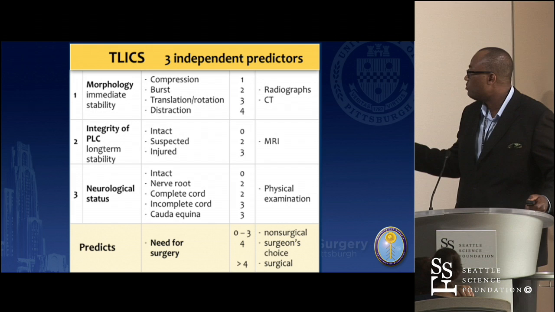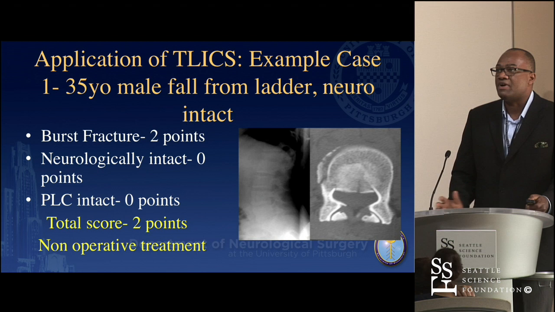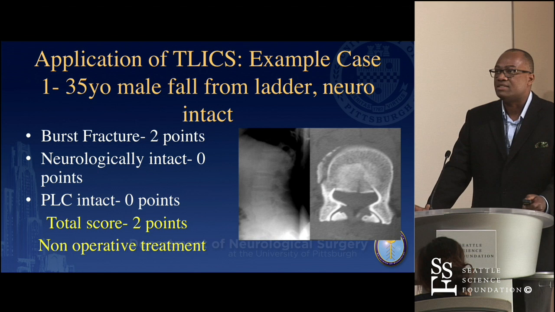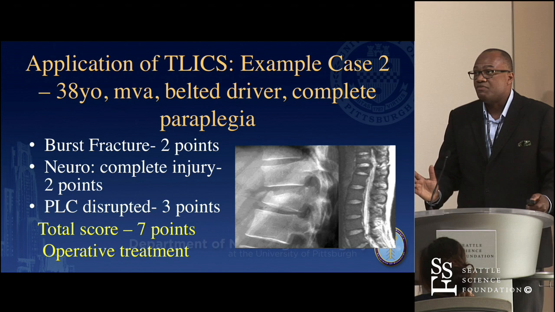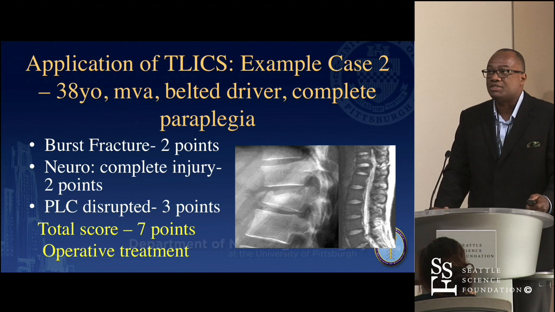So you can apply this to a 35-year-old male who fell from a scaffold ladder. He has a burst fracture. He's neurologically intact. His posterior longitudinal ligament's intact, even though he has some canal compromise from the CT. You can also say, okay, what are we going to do? He's got his score. If you apply to case 2, if he's intact, he's non-operative. Case 2, he's got neurology. He's got complete injury. PLL is disrupted. He's got 7 points. He needs to be realigned and decompressed if necessary.